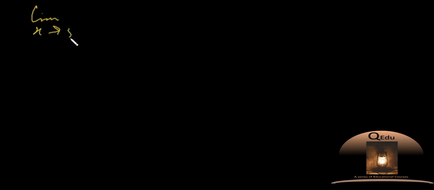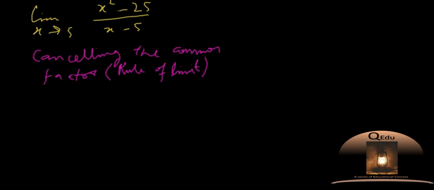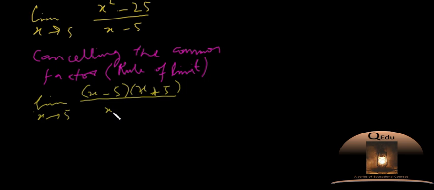Now suppose that for the same function we want to know the limit of this function when x approaches 5. The function is the same, x square minus 25 divided by x minus 5. This can be simplified using the rules of limit, that is, cancelling the common factor. So when you simplify this limit, we can write limit x tends to 5 of (x minus 5)(x plus 5) divided by x minus 5. This is the common factor, x minus 5 will be cancelled.